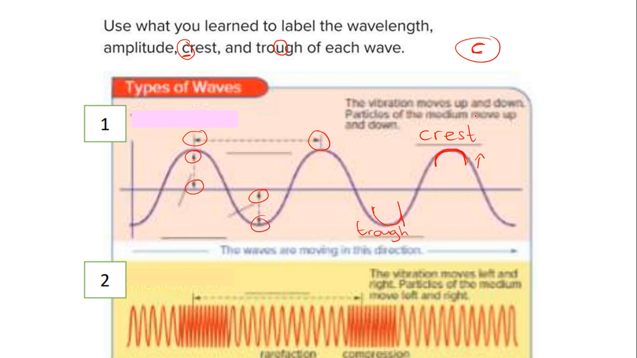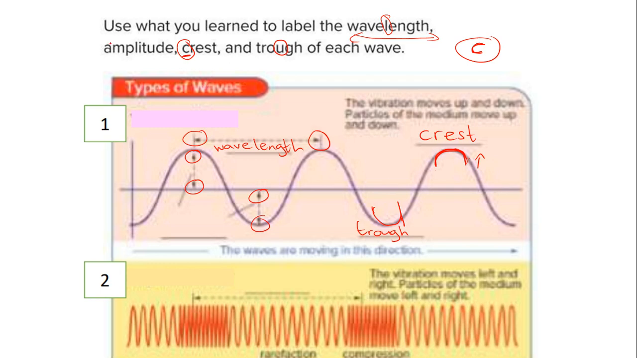C shape, crest. How long the wave is, we can see the long line from the one side to the other side is our wavelength, the long, long word. Wavelength. Okay, our wavelength is from one side to the other.